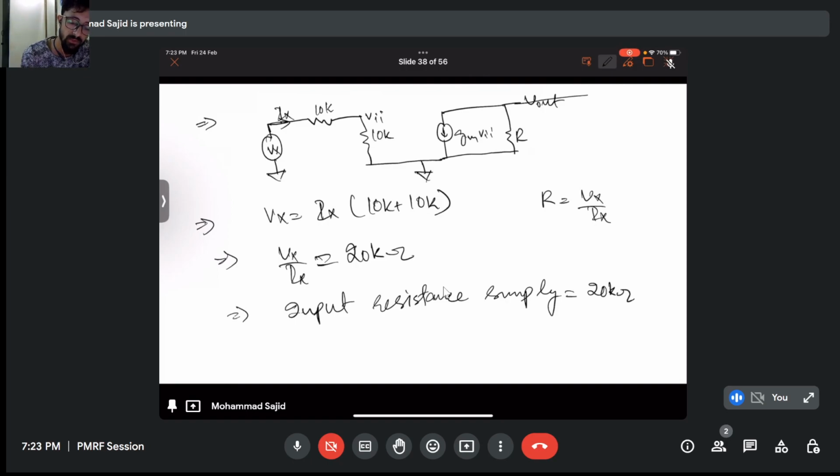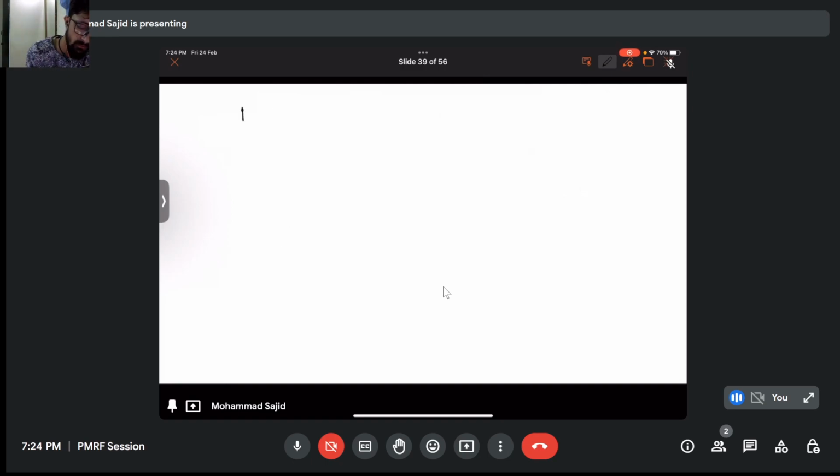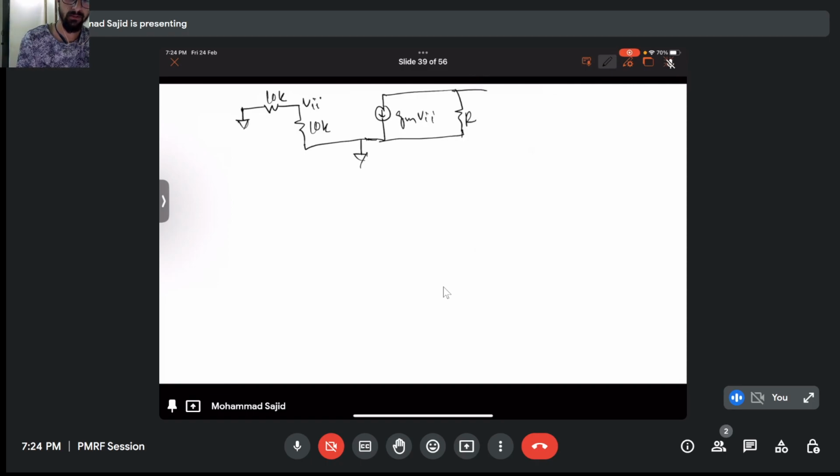If I have to find output resistance as well, I will just apply a series voltage here, Vx, and this has to be shorted at that time. So let's just do it. You have ground here, 10k, 10k, VI, gm VI, so that you can do other questions as well if something pops up.